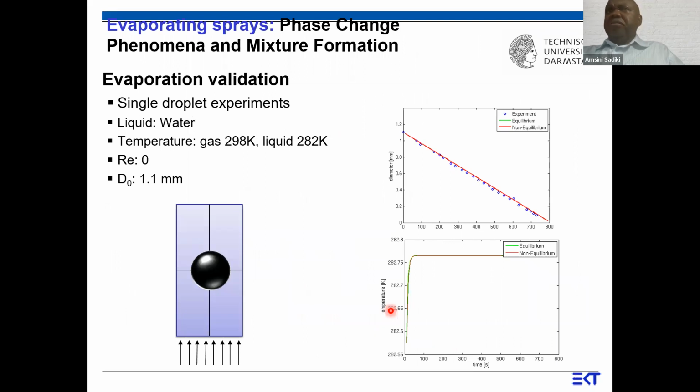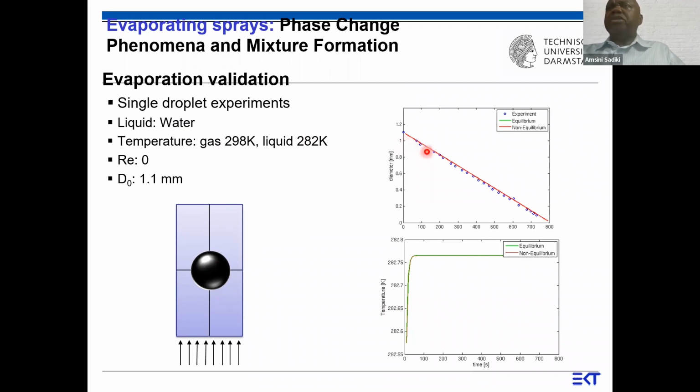Let me give you some example. If we use the equilibrium model and non-equilibrium model for this single droplet experiment, it is for water. The gas phase has this temperature, and the liquid is, so we need the time to heat. And here the time is very, very short.